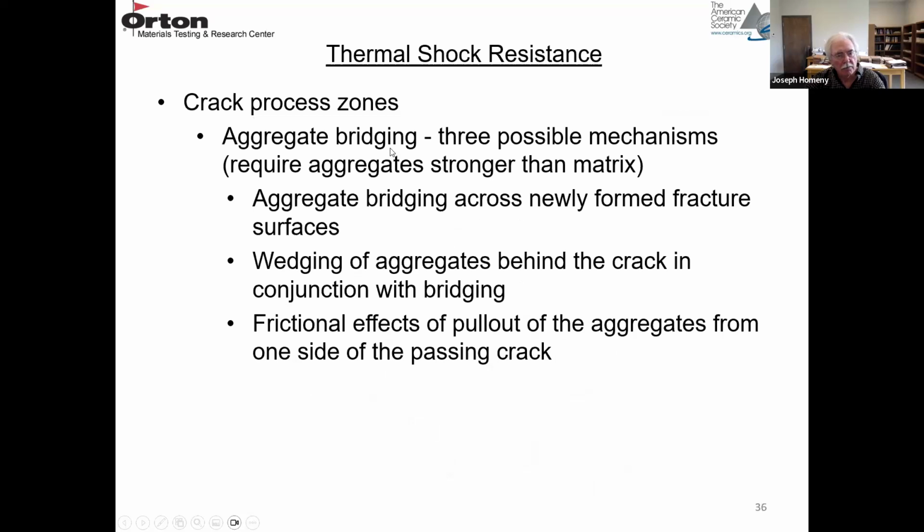So aggregate bridging is important, and I've listed 3 different mechanisms for aggregate bridging. Your aggregates obviously have to be stronger than the matrix, so the aggregates bridge in the wake across the fracture surfaces. They can wedge in the wake region also. And then when those aggregates are pulling out, there's frictional effects, and aggregates that are pulling out also dissipate energy.